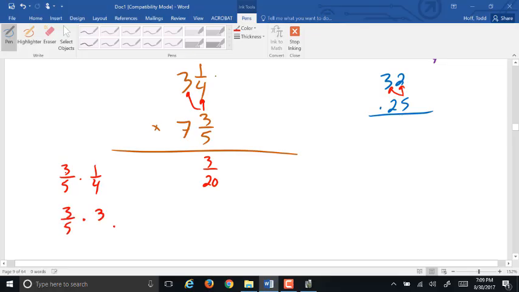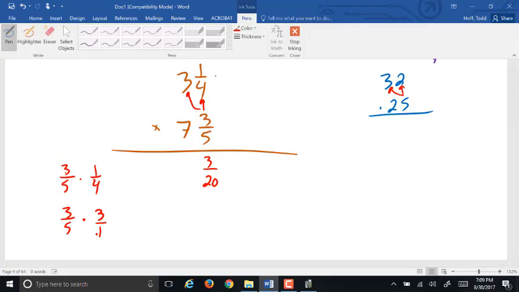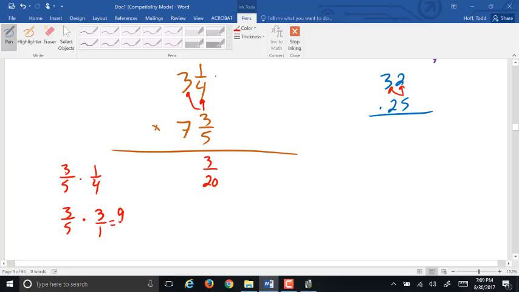How do we multiply a fraction by a whole number? Make it 3 over 1. Now we don't need a common denominator. We just need to make the 3 into a fraction by putting it over 1. You're correct. Now 3 times 3 is 9. 5 times 1, 5. So 9/5 or 1 and 4/5.